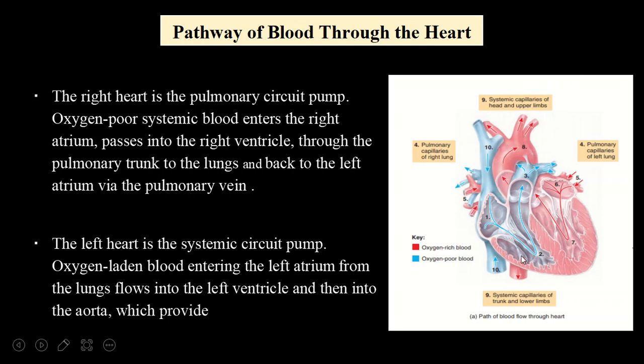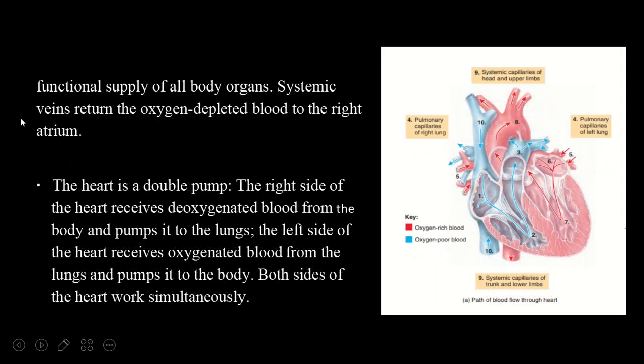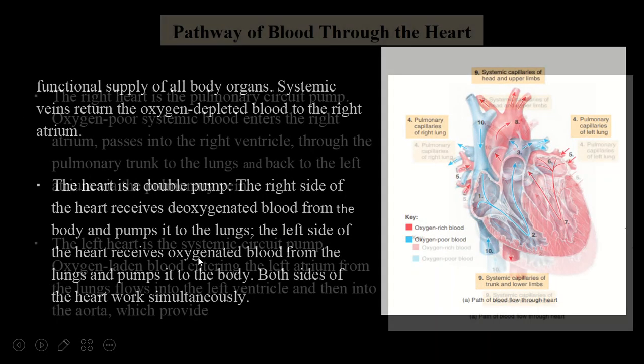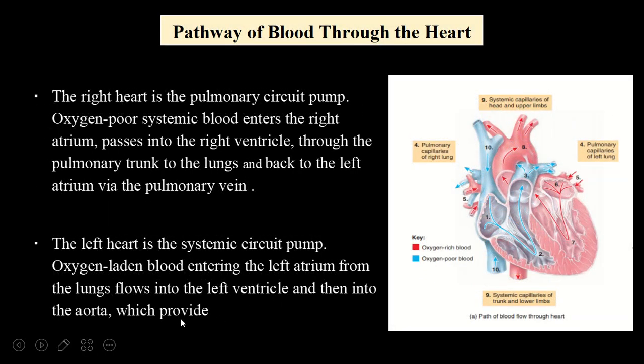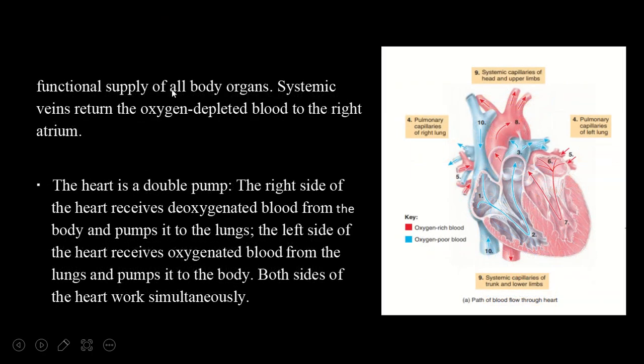Ito yung ascending aorta and we have the descending aorta. So the ascending aorta will distribute the blood sa upper parts ng body, and then the descending aorta will distribute the blood sa lower part ng body natin. So that is how the blood passes through the heart. So ito, the continuation. So which provide functional supply of all body organs. Yun na, sa aorta, the aorta will distribute the oxygen to all body organs natin.